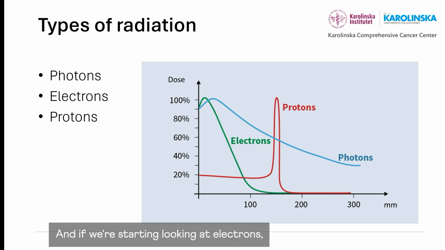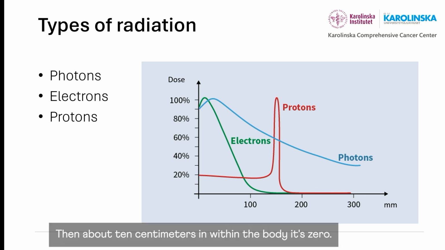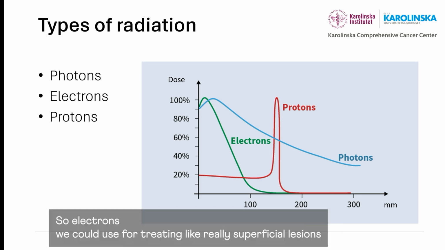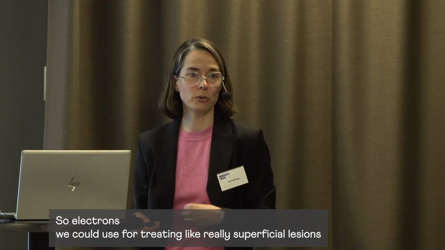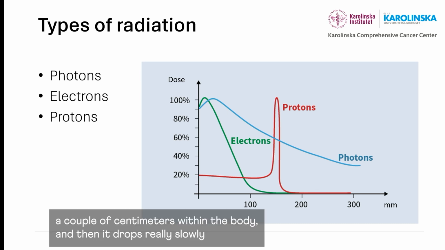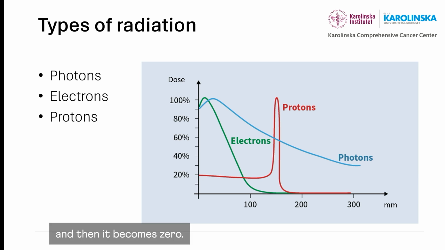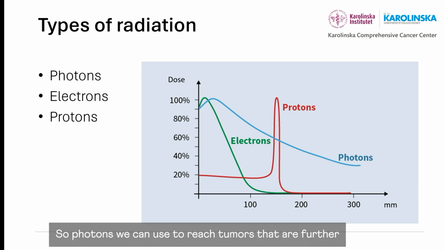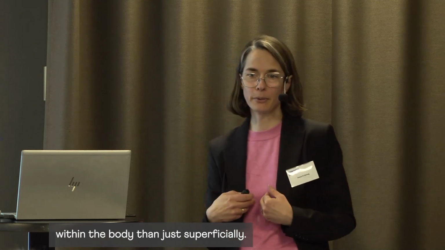And if we're starting looking at electrons here, we see they've got a high dose just superficially. Then about 10 centimeters within the body, it's 0. So electrons we could use for treating really superficial lesions, like skin cancer. Photons, on the other hand, have a very high dose, maybe a couple of centimeters within the body, and then it drops really slowly and never becomes 0. So photons we can use to reach tumours that are further within the body than just superficially.